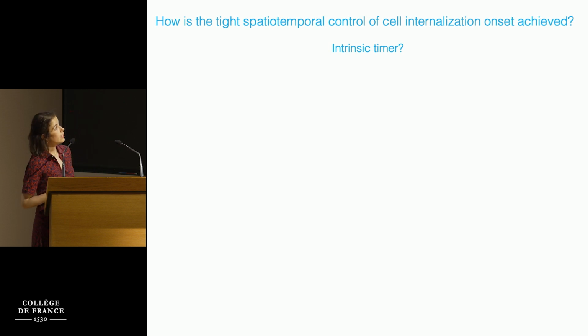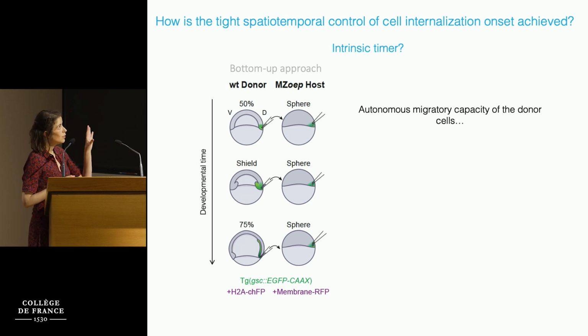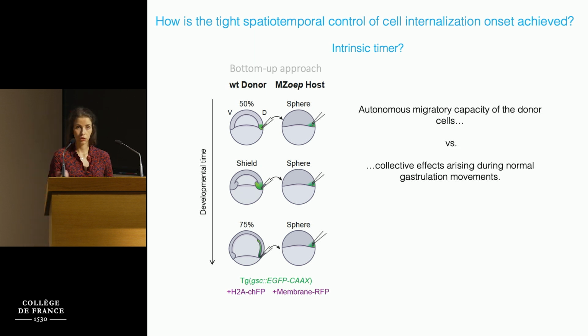Now, to test that idea, what I did is to again take a kind of bottom-up approach. And so I designed a system of transplantations where I collected cells at different stages of gastrulation, always at the location where they're about to internalize, and transplanted these cells into a mutant that lacks both mesoderm and any gastrulation movements. And the slightly complicated setup is because we really want to be able to discriminate what is the autonomous migratory capacity of the cells that we transplant versus any collective effects that can emerge during normal gastrulation.